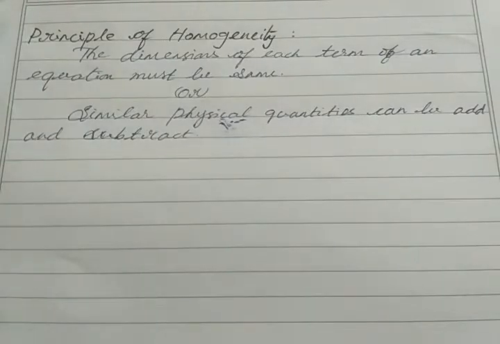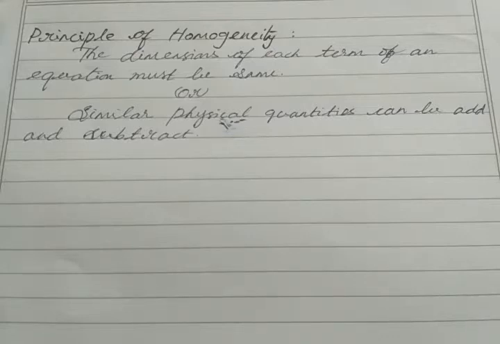Today we are going to see a new topic, that is the principle of homogeneity. In the last class we started units and measurements. In that chapter we studied physical quantities, right? Physical quantities basically have two terms. The first one is n, the number of times of unit, I mean n means numerical value. Then u means unit, right?